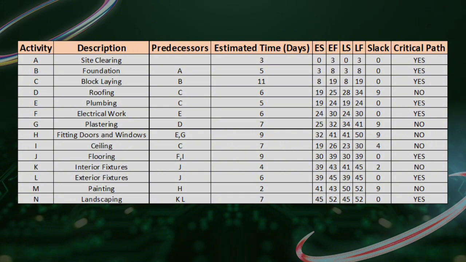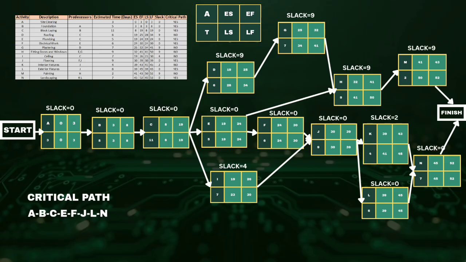The activities with 0 slack are called critical activities, while those activities that have values above 0 have time to be delayed, but the project will still be completed within 52 days. So to sum it all up, our critical path is A, B, C, E, F, J, L, and N.